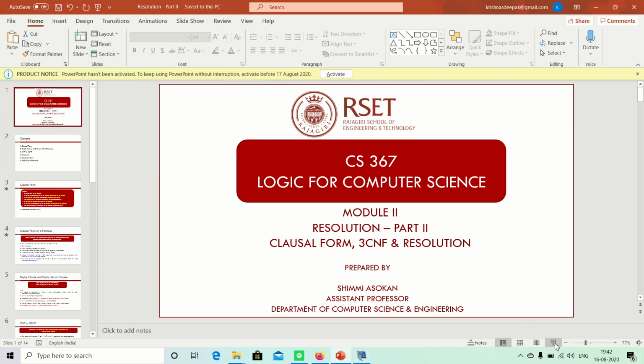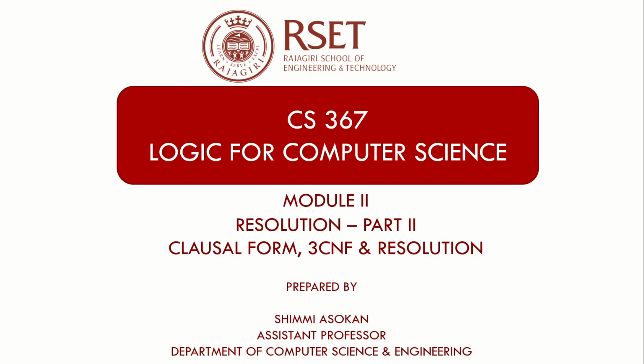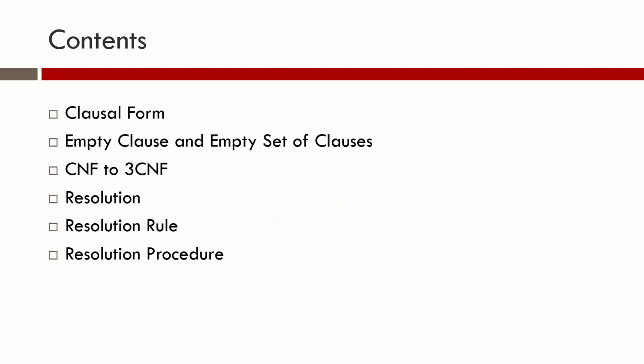In the previous presentation, we had discussed conjunctive normal form and we have seen how to convert a formula into conjunctive normal form. In this presentation, we will be discussing clausal form, 3CNF and resolution. The contents of this presentation: we will start with clausal form, then we will see what an empty clause is and what an empty set of clauses is. Then how to convert a formula in CNF to 3CNF, and we will discuss resolution and the resolution procedure.